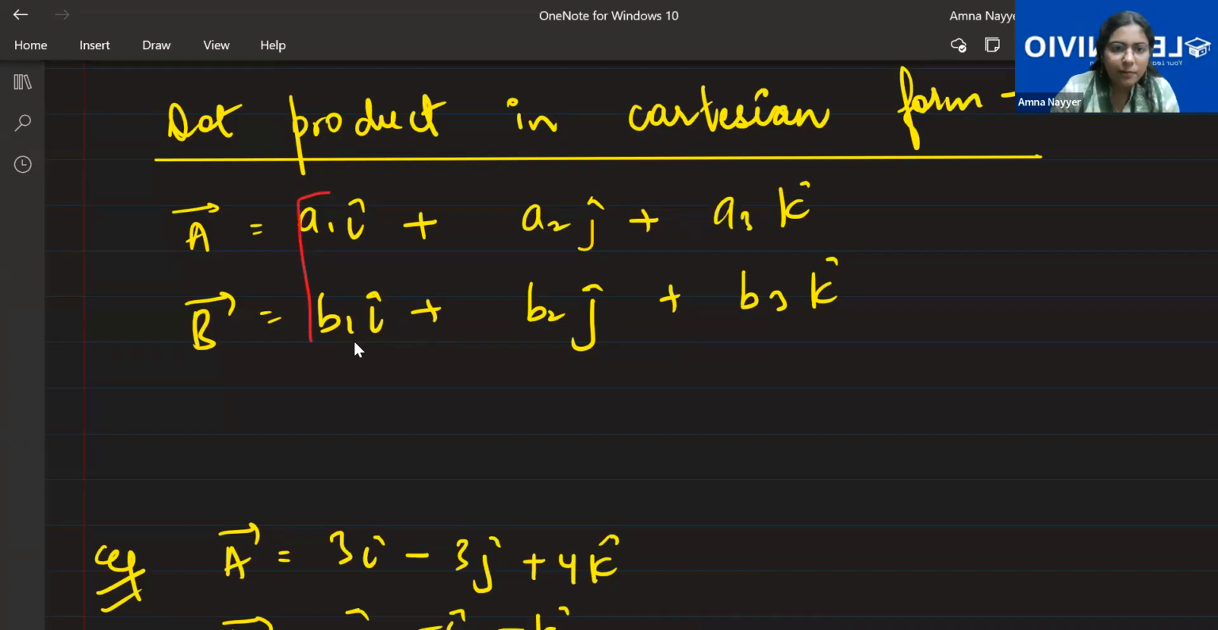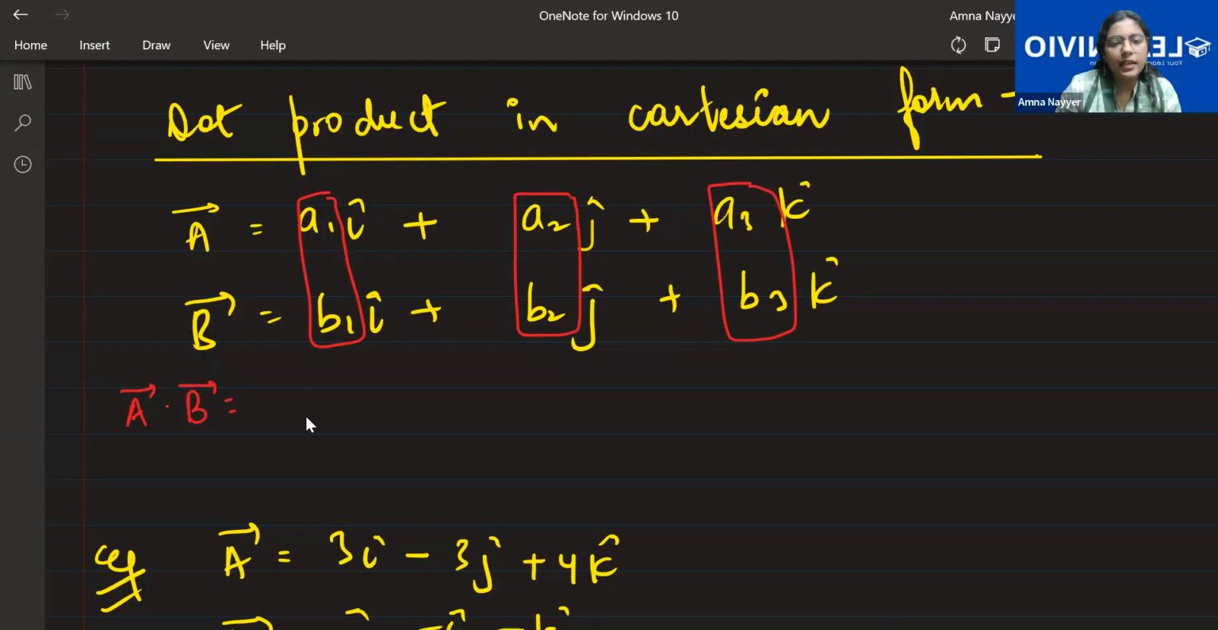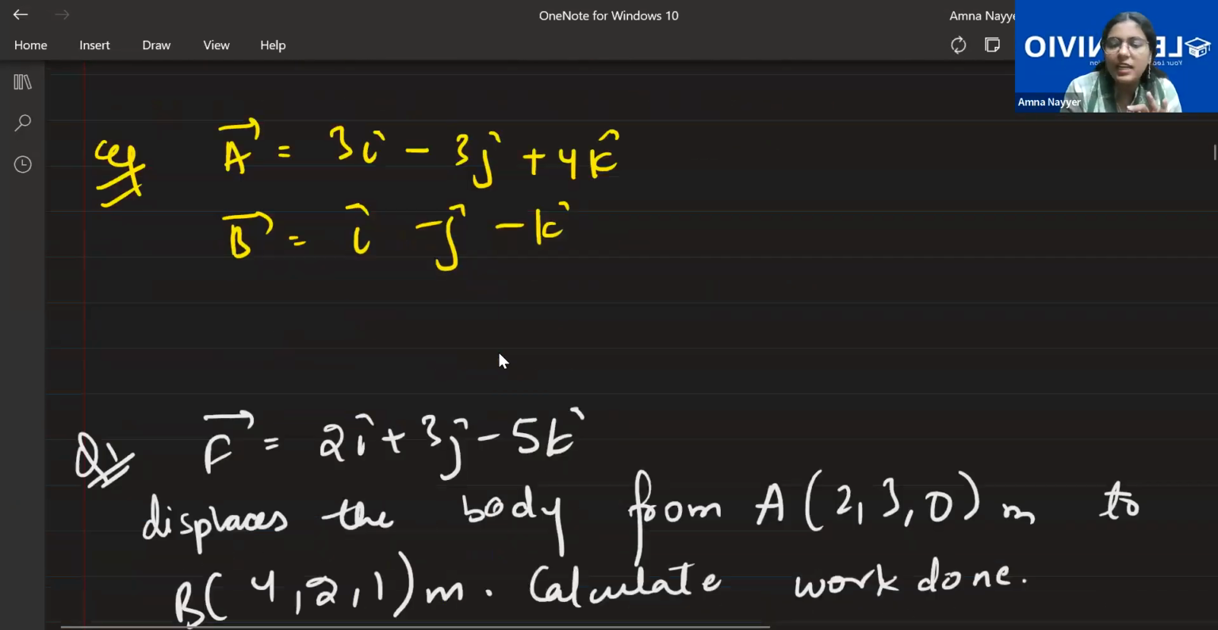So here also multiply these two, multiply these two. So A dot B will be A1 into B1 plus, no need to write I cap this time because I cap dot I cap will be 1 only. So that's hidden always. Plus A2 B2 plus A3 B3. Not A1 into B1 whole I cap the way we used to write it in addition. Here you will get one complete final answer.